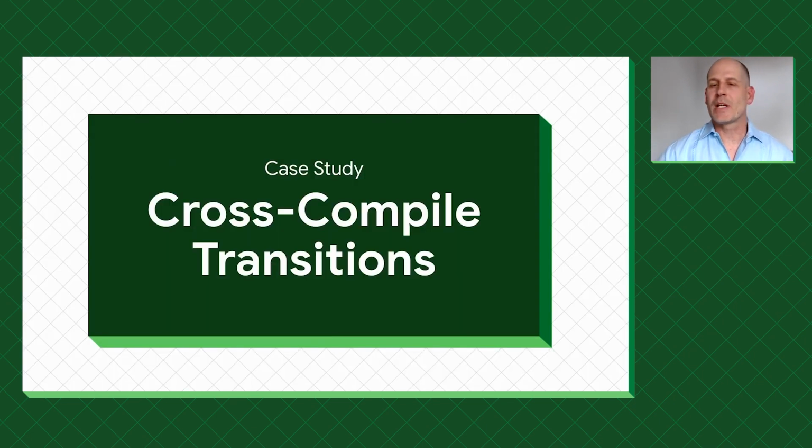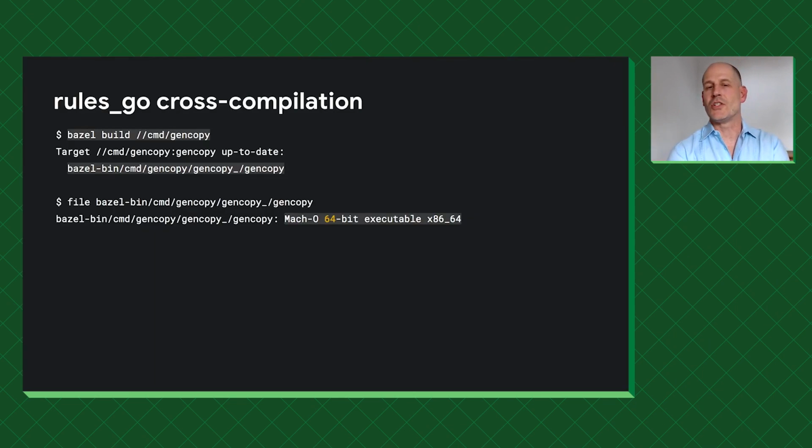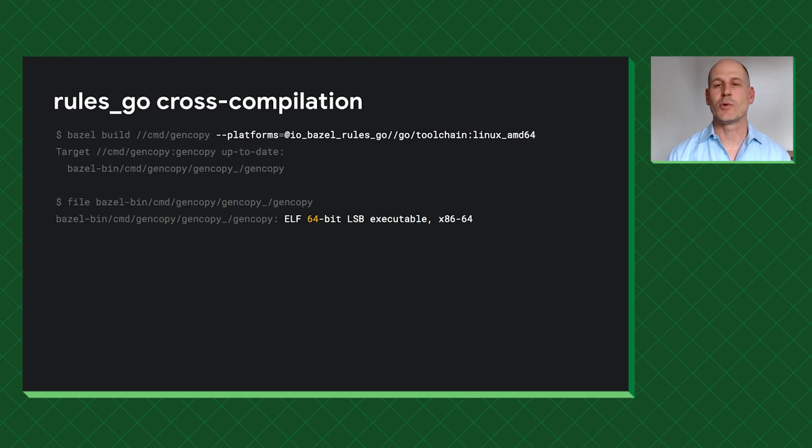All right, well, let's look at something a little bit more interesting. Specifically, let's use the debugger to ask, how is it that something like rules Go can compile two binaries on different platforms during the same Bazel build command? So here I'm building a command called gencopy. It doesn't really matter for the demo what it does, but when I build it, as expected, I get a binary that's compatible with the host platform, in this case, Mac.